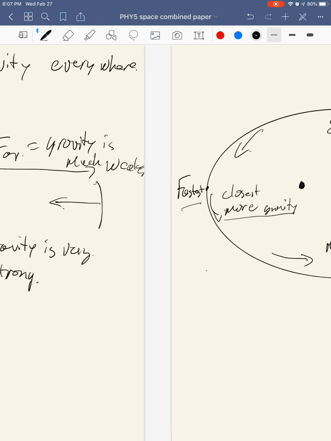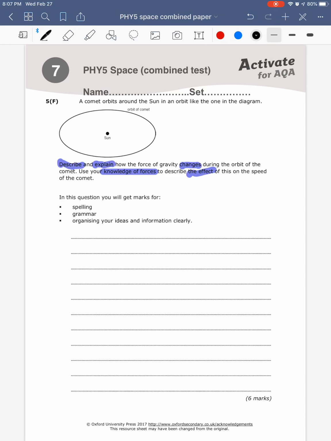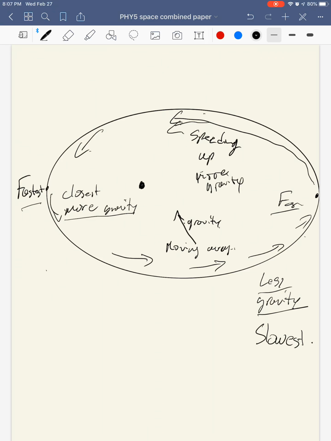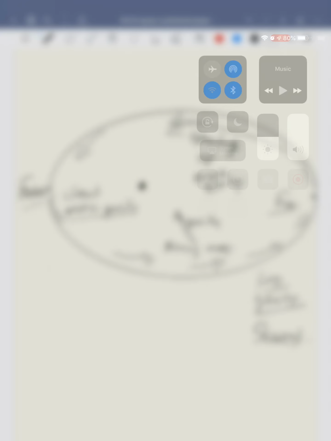That should be enough to help you try to describe and explain how the force of gravity changes, and look at how this affects the speed of the comet. So I want you to give that a shot, and hopefully it all works out well.